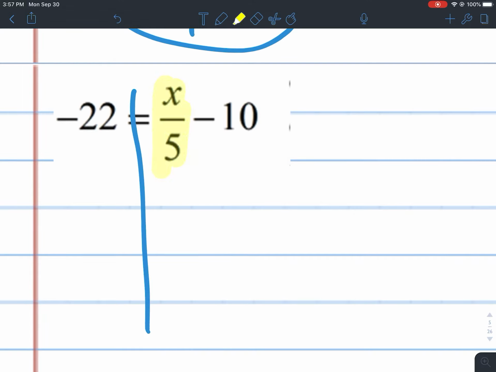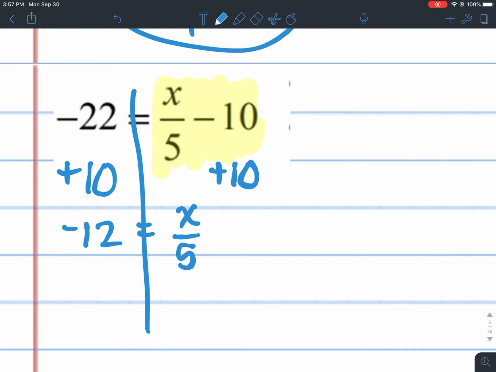Okay, what about if it's division? No worries, we're going to do the same kind of thing for this one. Let's zero out the -10. We're going to add 10 to both sides. That'll be -12 equals x over 5.